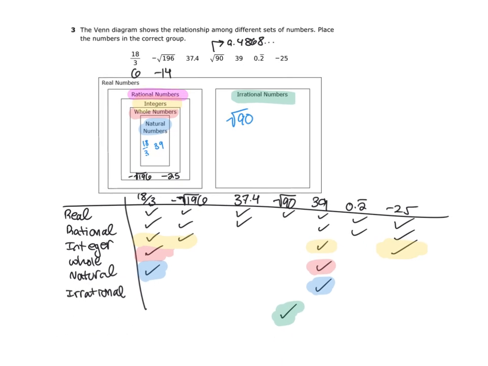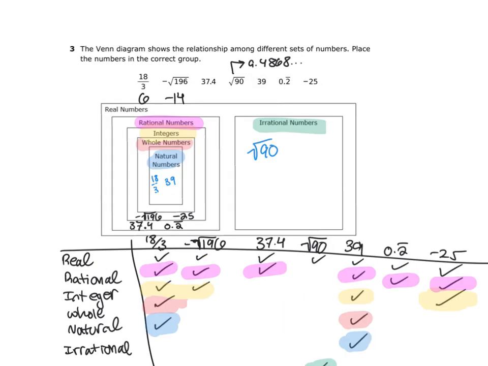All right. Next up is our rational numbers. 18 over 3 is rational. Negative square root of 196 is rational. 37.4 is rational. 39 is rational. 0.2 repeating is rational, and negative 25 is rational. Now, there are only a couple here, though, that we have not already placed, and that would be 37.4 and 0.222222222, right? There we go. So they are now in the correct area.